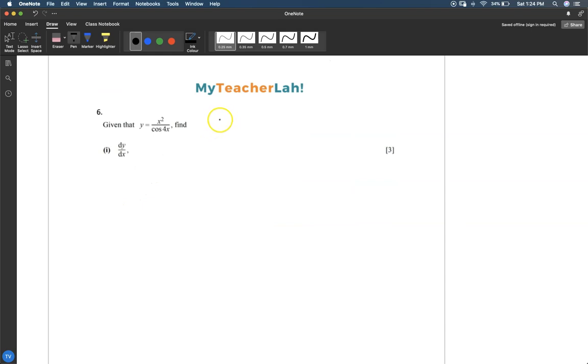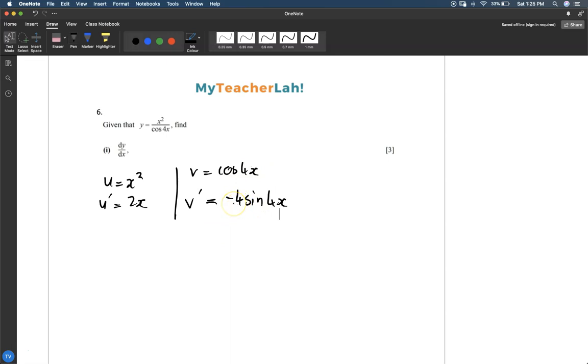Let's look at question number 6. We have y equals to blah blah blah. This is just a simple quotient rule. Let's start with u equals x squared. Differentiate this: 2x. v equals cos of 4x, v prime is negative 4 sine 4x. Just make sure you know how to do the differentiation of trigonometry. Cos will change to negative sine, and when you differentiate the inside, you get the 4 and put it in front. Then all you need to do is substitute.